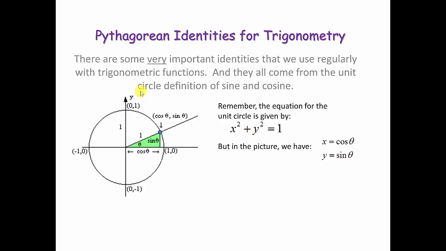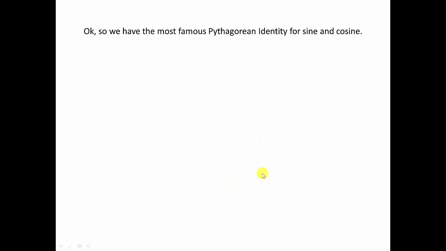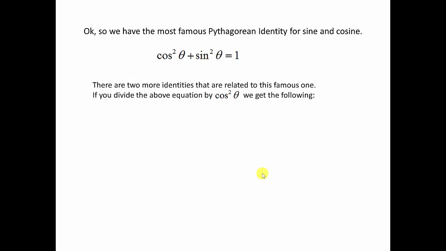Now, make sure you remember that in the picture, x is cosine, y is sine, and so if we do a substitution, instead of saying x squared plus y squared equals 1, we put cosine in for x and sine in for y. We end up with cosine squared plus sine squared equals 1. That is the first Pythagorean identity. Now we have a shorthand way of writing this. This is the shorthand way of writing this. It means the exact same thing. All right, so that's the most famous Pythagorean identity, and there are actually two more.